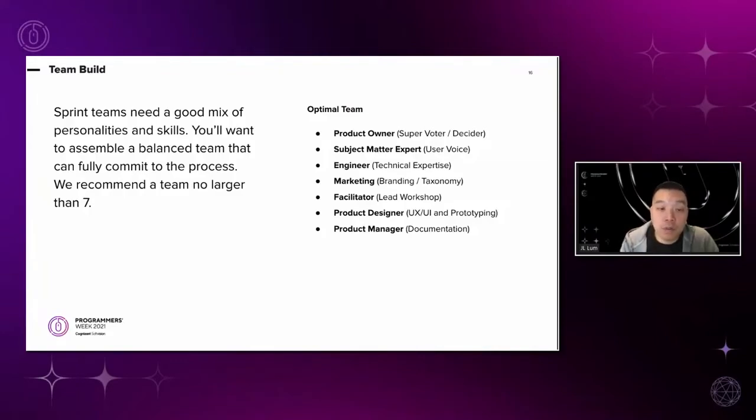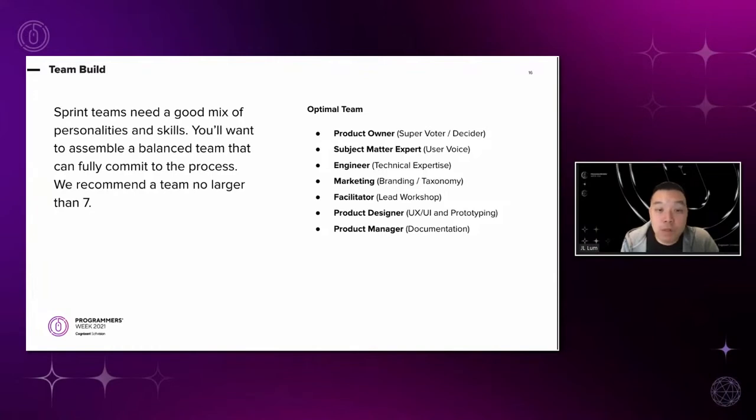And then we want somebody from the technical side, so the engineer. So this person will be aware of the tech stack, what kind of technologies are obviously involved in the product, whether it's going to be feasible, and give us that reality check.